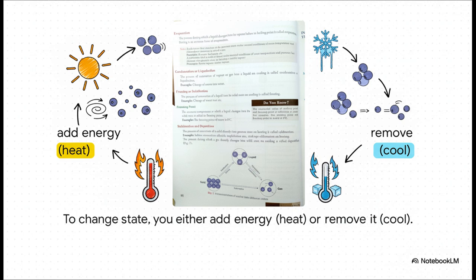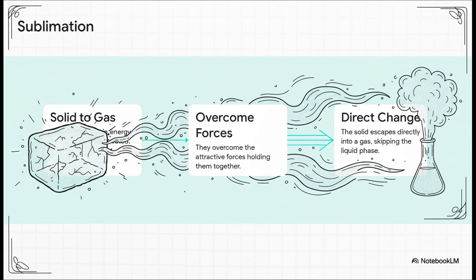And if you want to go the other way, just remove the energy. Cool it down. The attractive forces take over again and pull the particles back into line. And this simple rule explains even the weird stuff, like sublimation. Ever seen dry ice? It doesn't melt into a puddle. It just vanishes into smoke. That's because you're giving the solid particles so much energy so quickly that they completely skip the liquid phase and launch straight into being a gas.